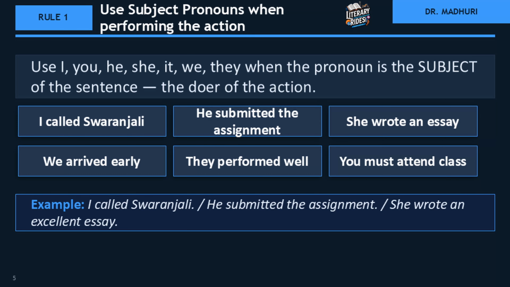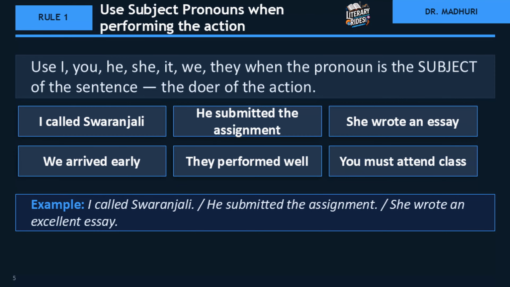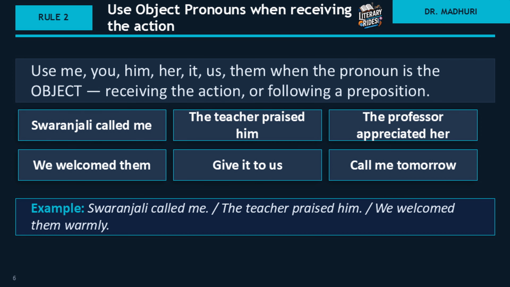I versus me. I called Swaranjali. I is the subject. I am doing the calling. Swaranjali called me. Me is the object. I am receiving the call. He versus him. He submitted the assignment. He is doing the action. The teacher praised him. Him is receiving the praise.